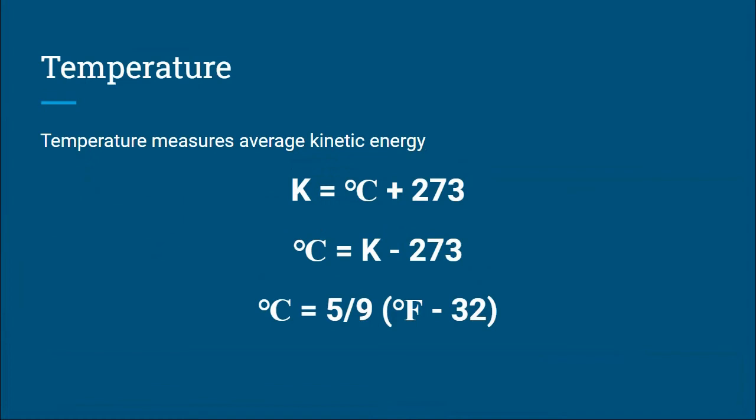Sometimes I find it difficult to remember which way is which, and so I just remind myself that there is no temperature lower than 0 Kelvin. So if I'm trying to go to Kelvin from Celsius, I'm going to add 273, because if I subtracted 273, that could potentially give me a negative Kelvin, and that's not possible. It is possible to have negative degrees Celsius.